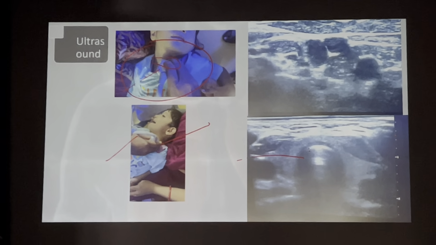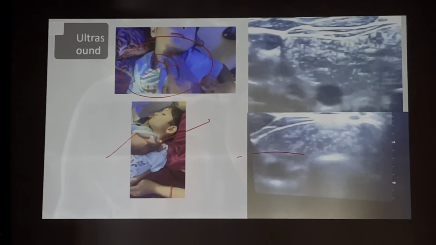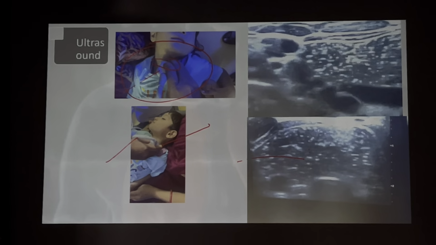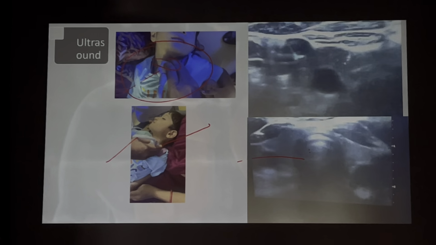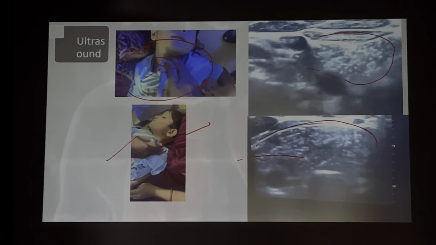Now the patient is crying or making sound. Look at what difference has been created on the ultrasound. Look at this, a starry sky appearance is coming into the way of the ultrasound waves and the airway, right? This is very obvious, even a blind person can understand what is happening.